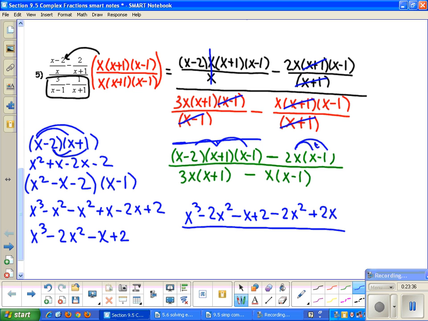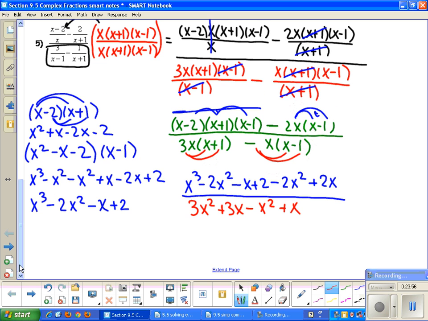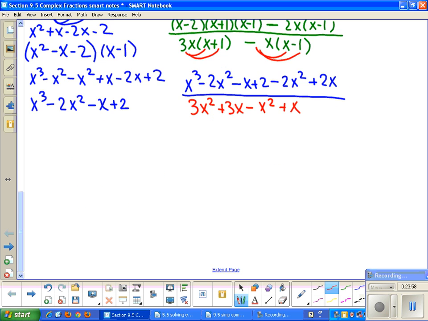Now I'm going to go ahead and do the same thing I just did in my numerator in my denominator. So in my denominator, I need to multiply this by each of these terms. So that would be 3x squared plus 3x, and then I need to multiply negative x by this term and this term, so I get negative x squared plus x. And I'm going to keep on going because I still have to combine like terms.